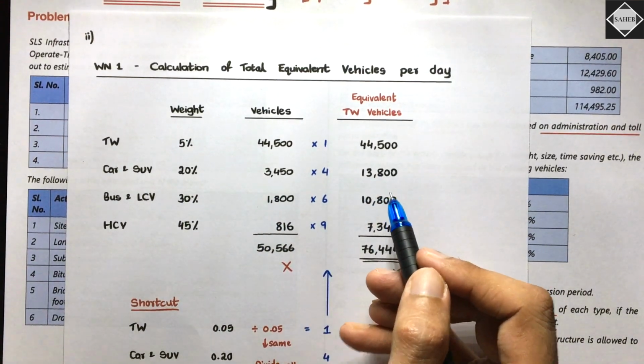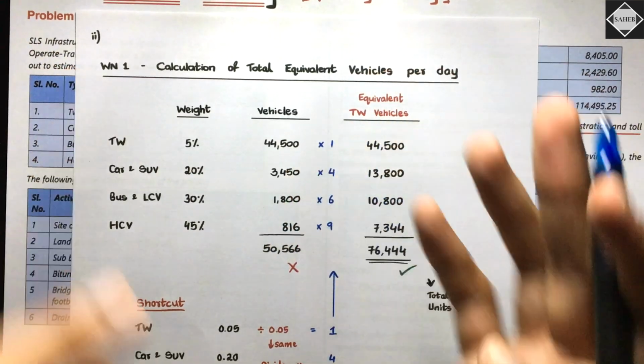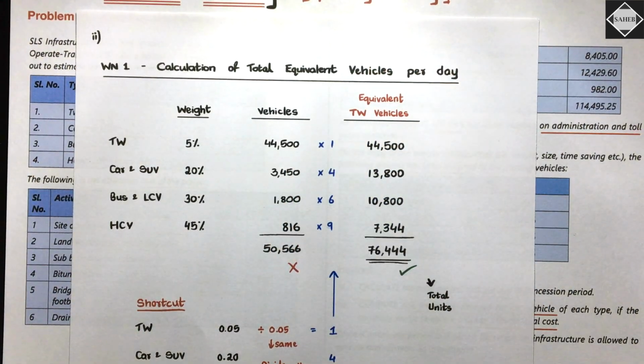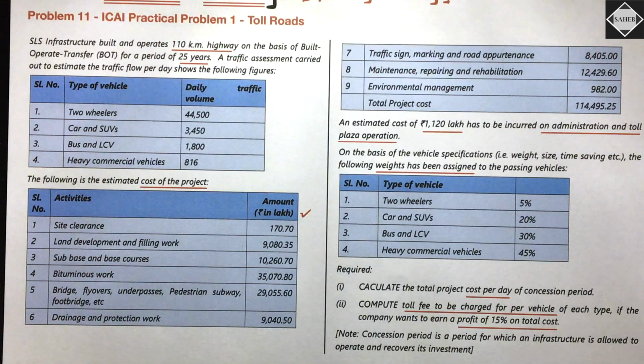That's the logic. Okay, 1 car is equal to what? 4 two-wheelers. Fine, that's the understanding of this. That's the logic. All right, so you understood how the calculation of equivalent has to be done in this.